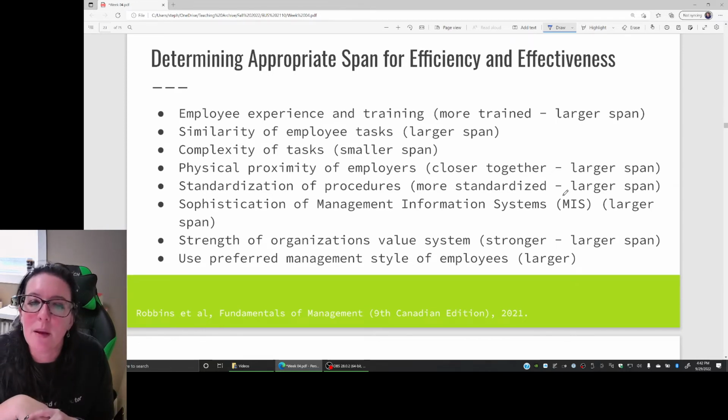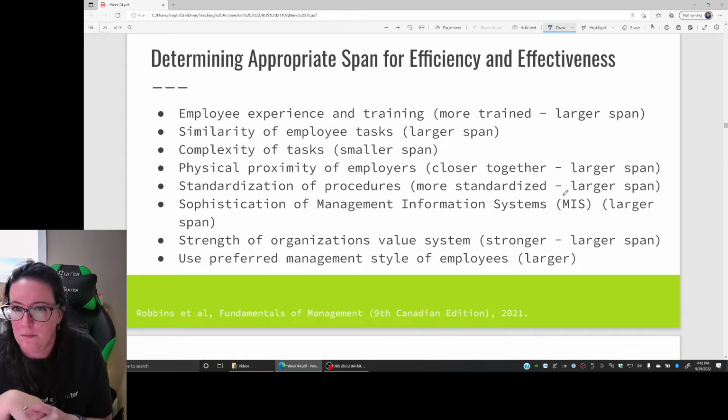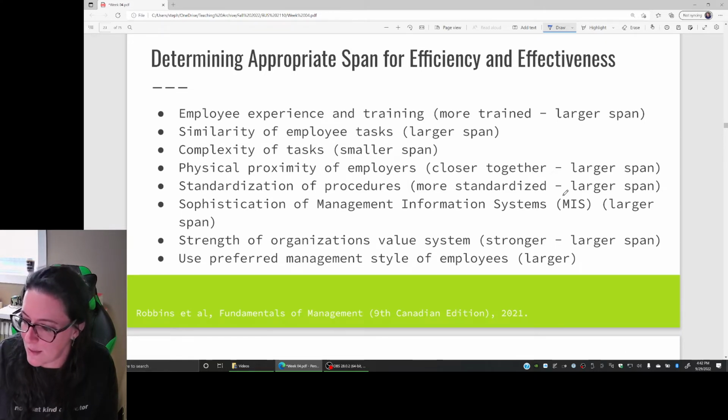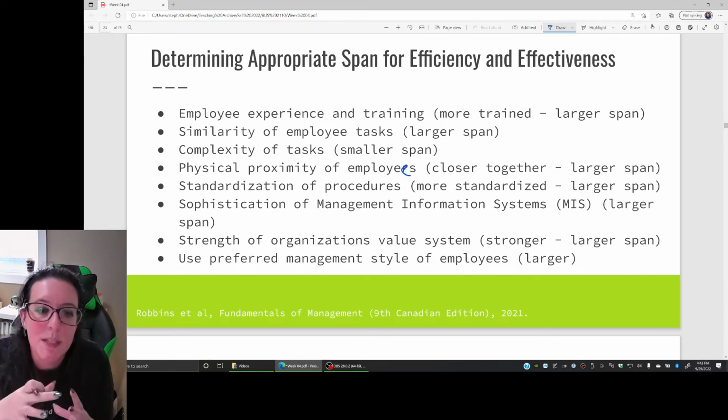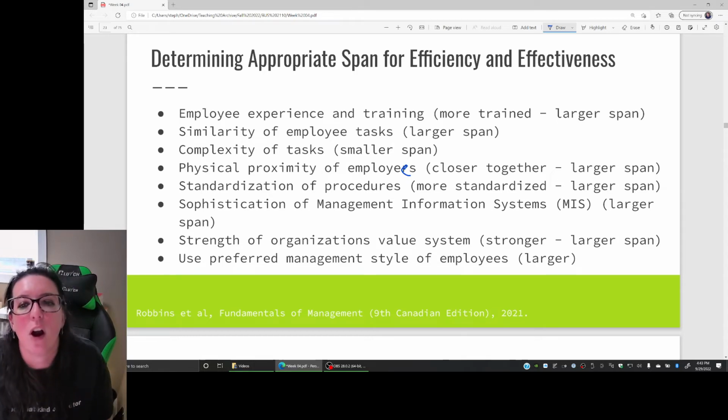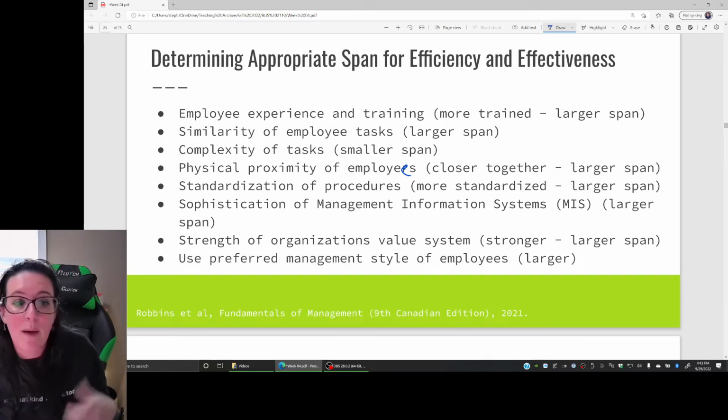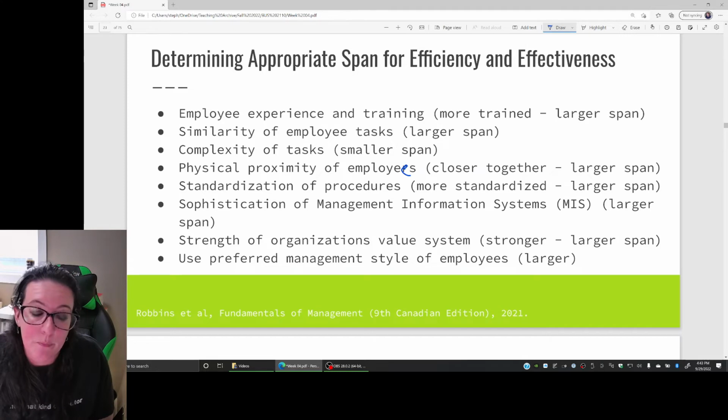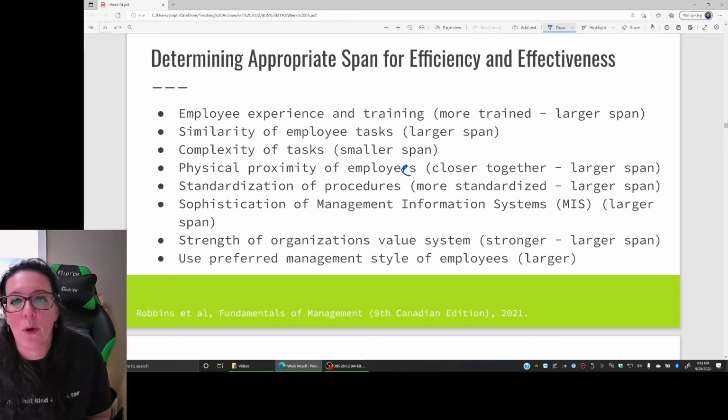We also have to think about the physical proximity of employees. That should say employees, not employers. Okay. Are your employees close together or far away from each other? So do you have people working remotely? Or are they all like the call center right in the room with you?